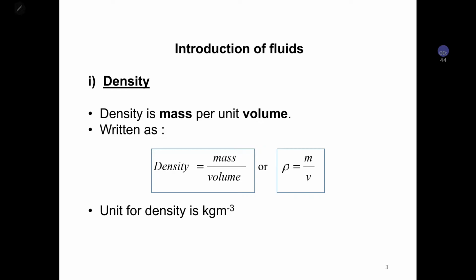Alright, so we all know that density is mass per unit volume. So we can calculate the density of an object by using the equation of mass divided by the volume. The unit for density is kg over meter cube. Okay, why kg over meter cube? Because mass is kilogram and V is volume, and the unit for volume is meter cube.